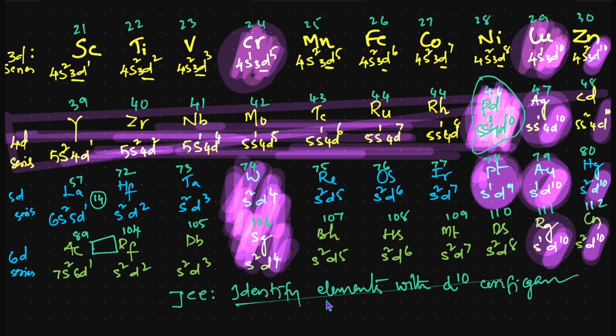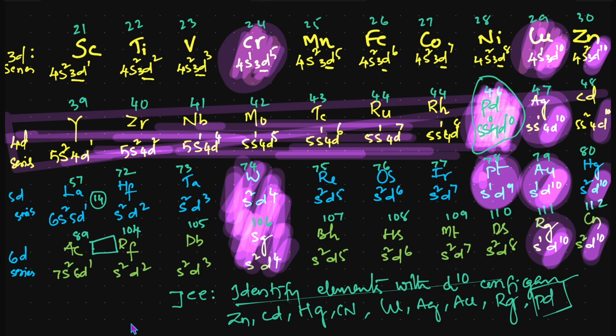Tell me, identify the elements with D10 configurations. So we have zinc, cadmium, mercury, Cn. Next we have copper, below copper silver, below silver gold, below gold we have the D10 configuration, that is Rg. But here the odd man is platinum, which has the D10 configuration. So this is a JEE Mains question, it seems easy, but it's not that easy. If you check this, it's not that easy. Few will include platinum.